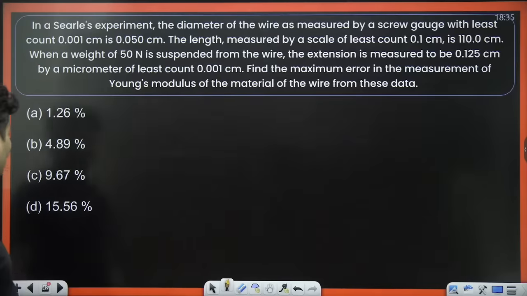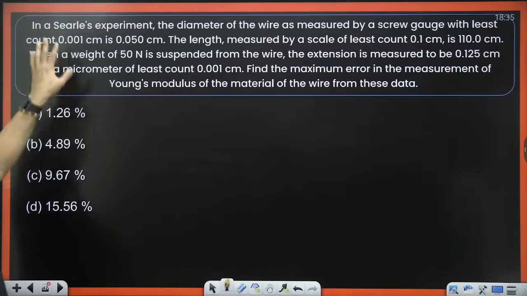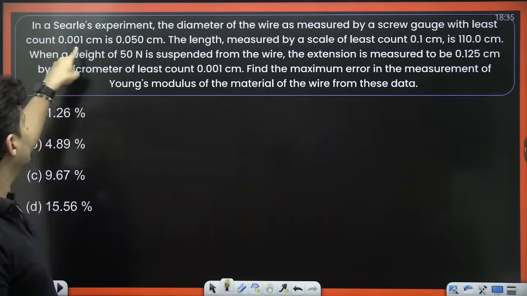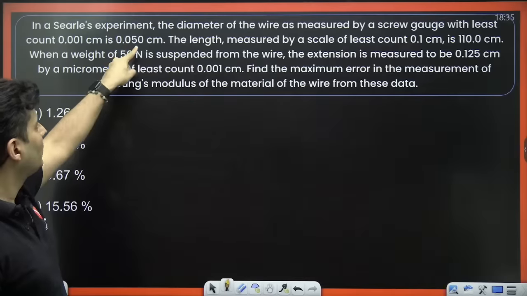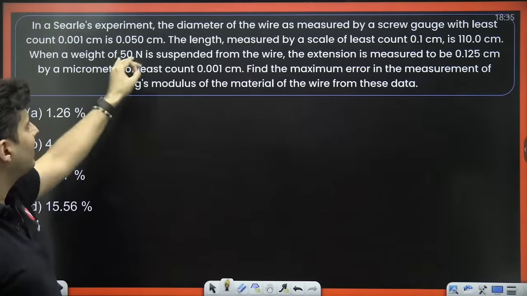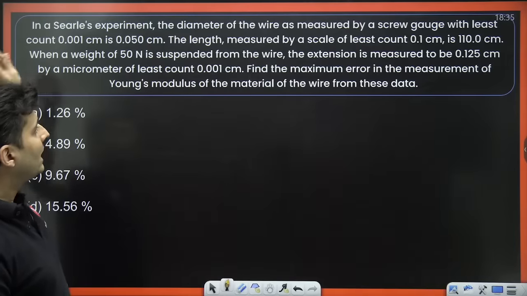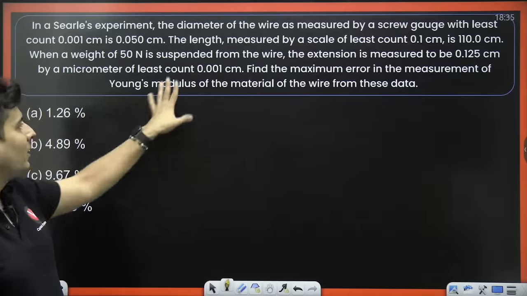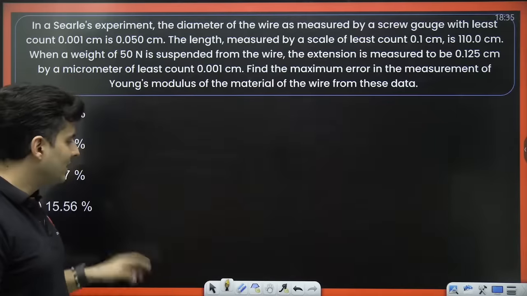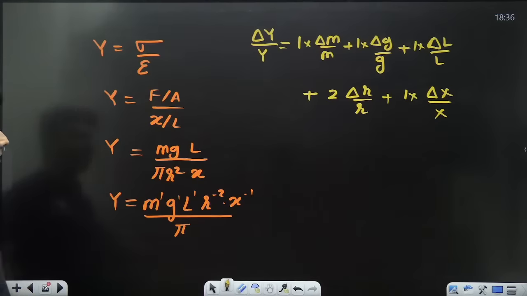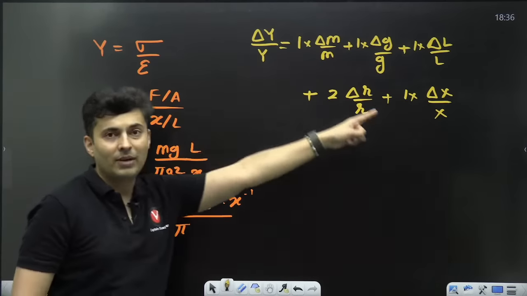Let's have a look at some question coming up on your screen. In a Searle's experiment, the diameter is measured with least count this much and is found out to be this much. Length this much, okay, least count is that much. Weight is suspended, okay. Extension is given, so least count is this much. Find the error in the measurement of Young's modulus. So exactly whatever we had seen over here, same thing has come as a question.